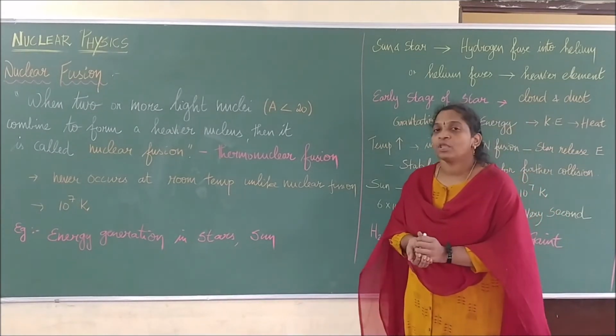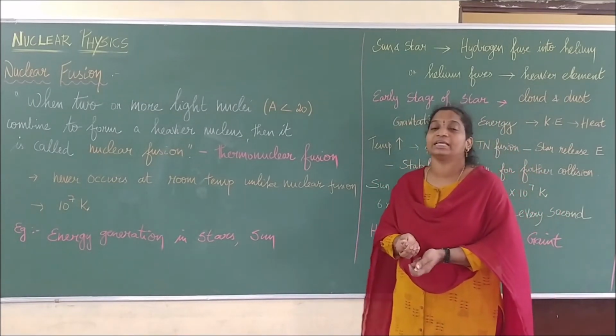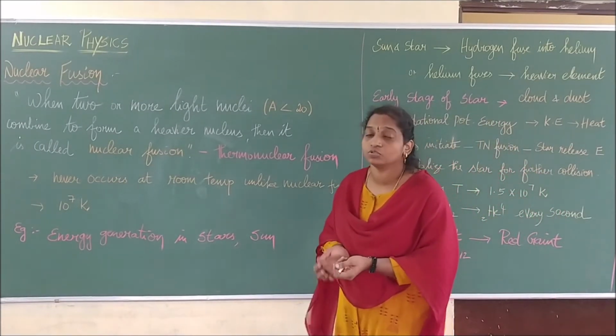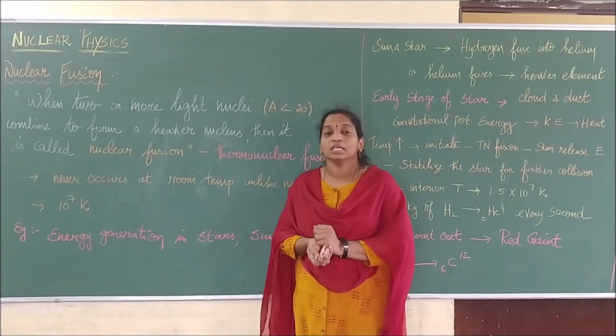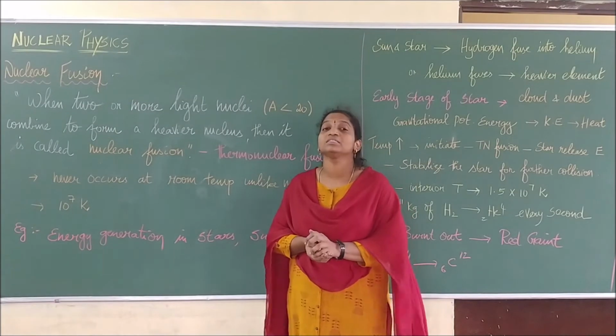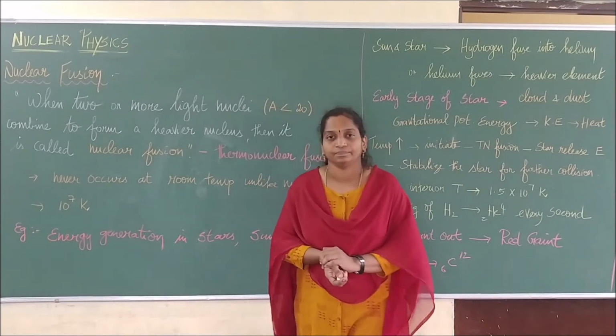Sun and star. We are going to study two cycles: the proton-proton cycle, and the carbon-hydrogen cycle is also there. The proton-proton cycle is the one which has been given in your book. These are the two cycles which explain the energy production in the sun and stars. So we will see that.